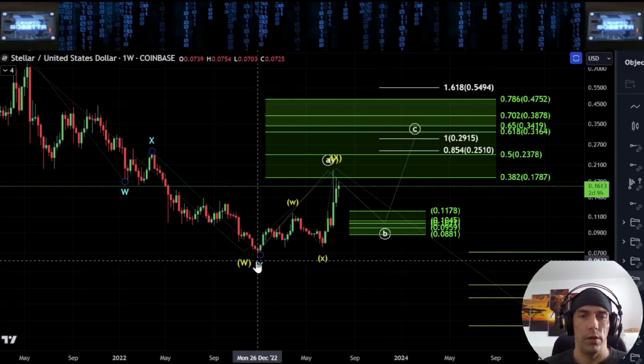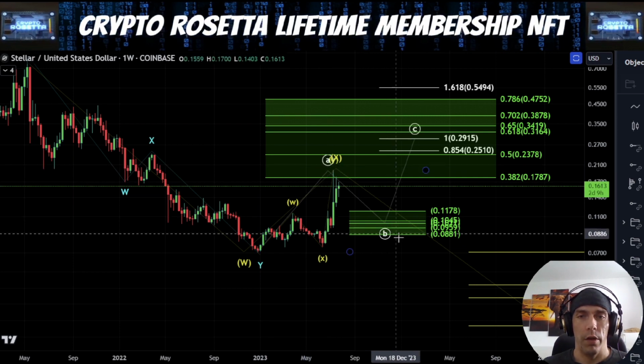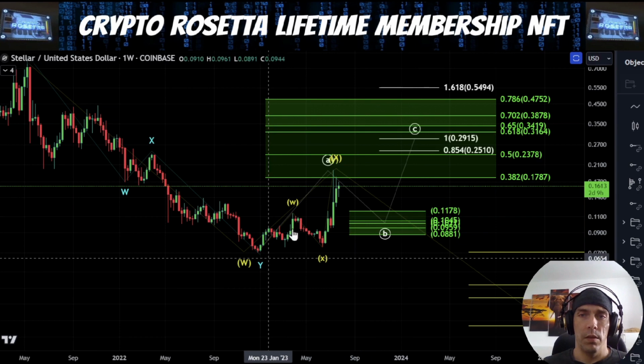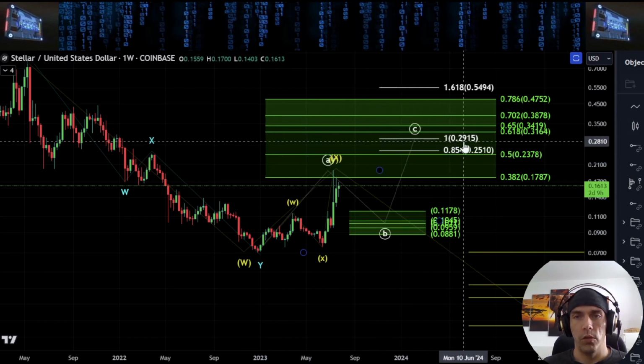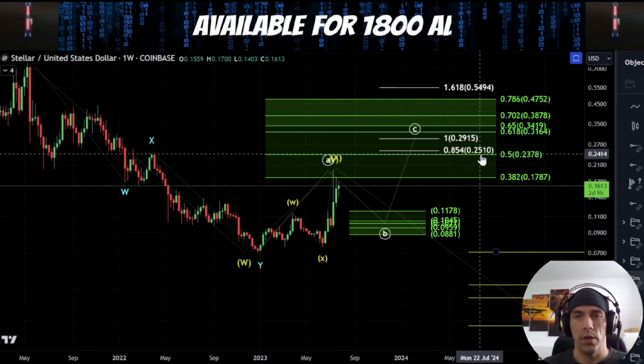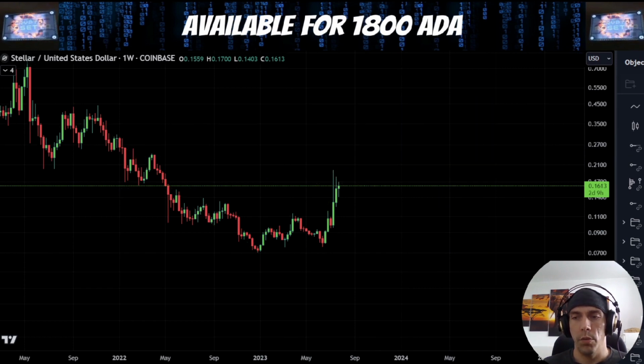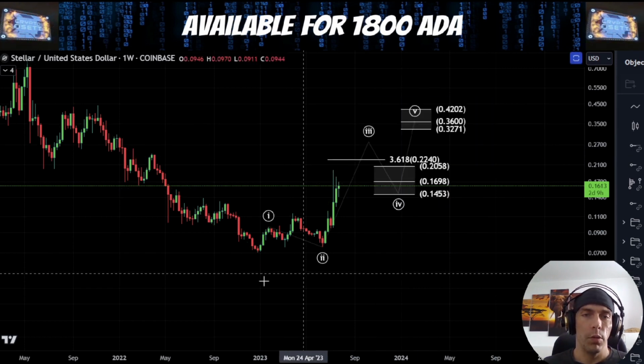This would align with the idea of this being an X wave that is playing out as a corrective move here. And what we would then be looking for would be potentially up here towards this 29.15 to this 25.10 as a 1-to-1.